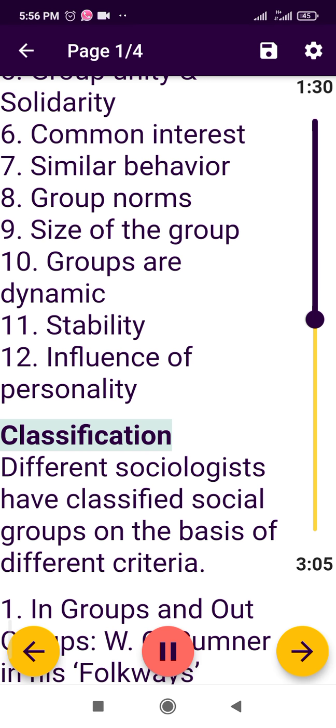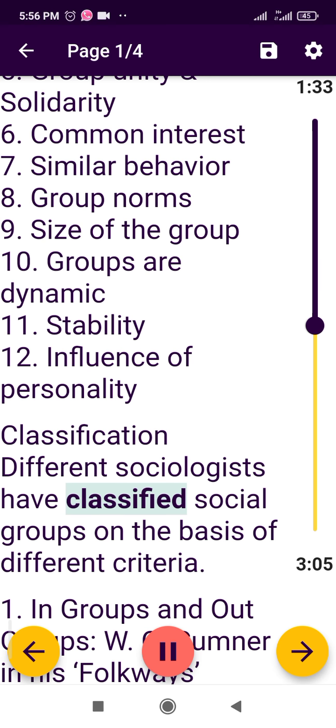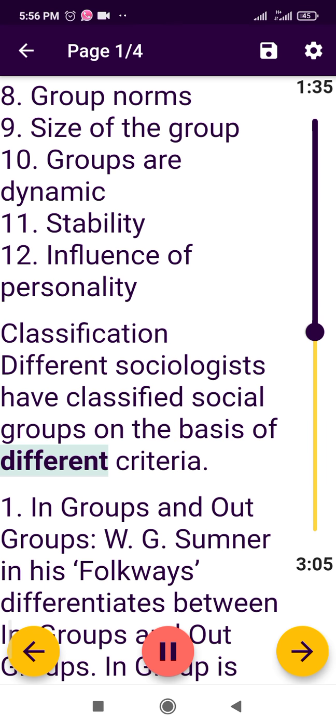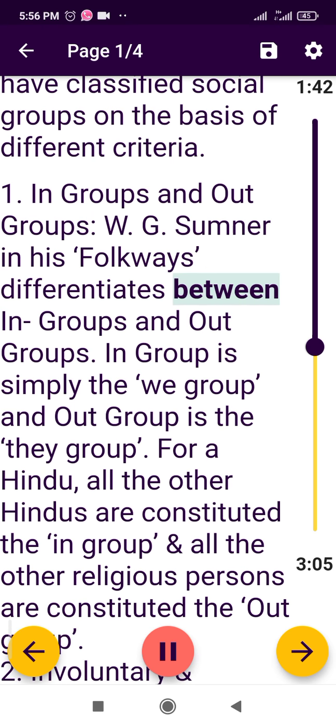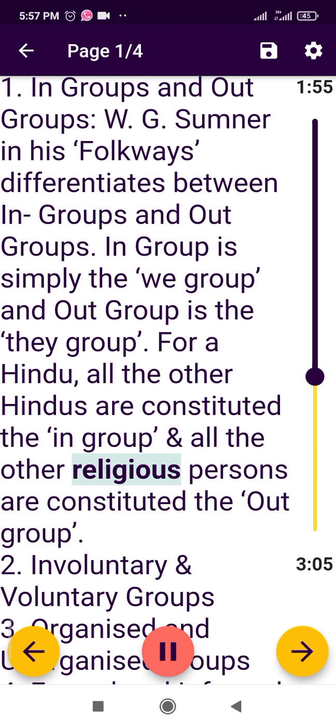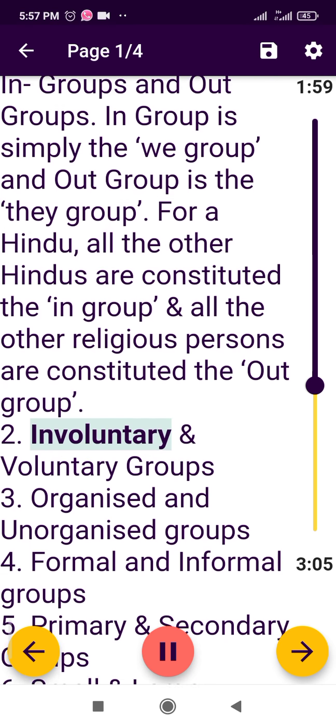Classification. Different sociologists have classified social groups on the basis of different criteria. 1. In-groups and out-groups. W. G. Sumner, in his Folkways, differentiates between in-groups and out-groups. The in-group is simply the we group, and the out-group is the they group. For a Hindu, all the other Hindus constitute the in-group, and all the persons of other religions constitute the out-group. 2. Involuntary and voluntary groups.